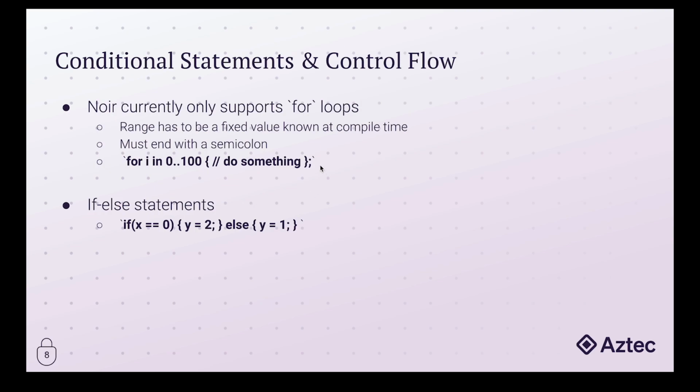For loops must be ended with a semicolon right now. This is something that is currently being worked on by the Noir team, but just something unexpected you have to watch out for when compiling your circuit. And then if-else statements, pretty straightforward, like you would write them in another language. Parentheses are optional in the if statement. I have them right here just out of habit, but you can also have the comparison outside of parentheses.